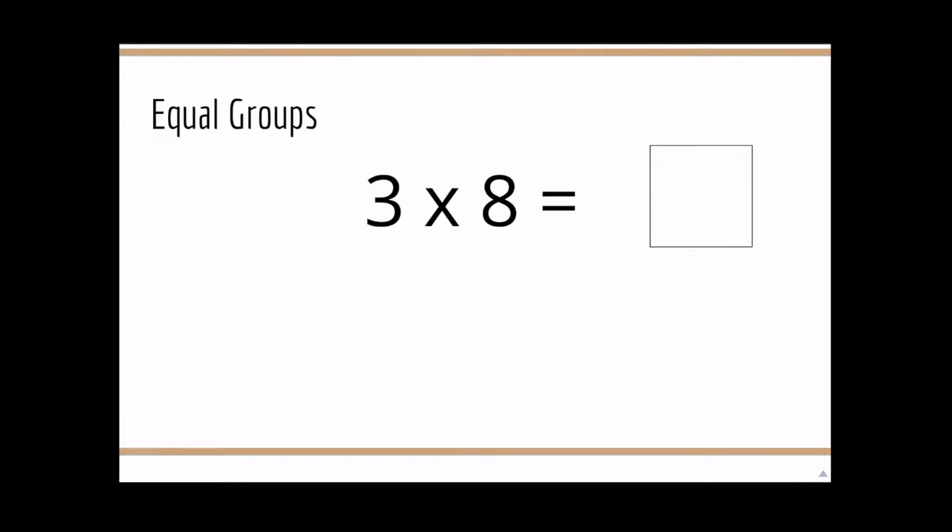And so really what we're saying is, in this case, the X, or the multiplication symbol in the middle, stands for groups of. So that would mean, in this case, groups of. Think of a word problem. Mr. Yost has 3 packs of soda, and they each have 8 sodas in each. How many sodas does he have?